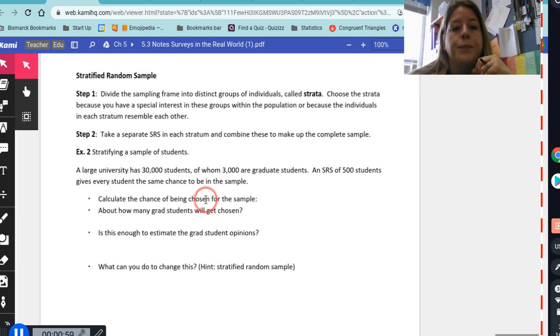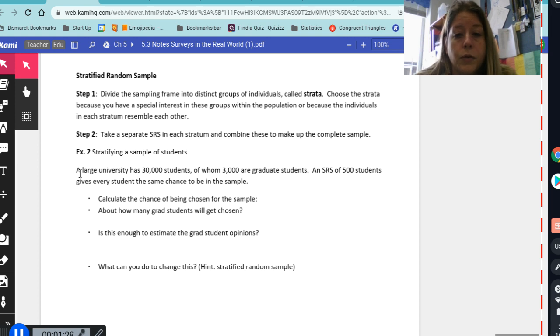Okay, so step 2, taking a separate SRS of each stratum and combining these results to make one complete sample. So here we have an example of a university that has 30,000 students. Only 3,000 of those are grad students, and that's 10%. An SRS of 500 students gives every student the same chance to be in that sample. Okay, first we're going to calculate what chance you have of being chosen for that sample.